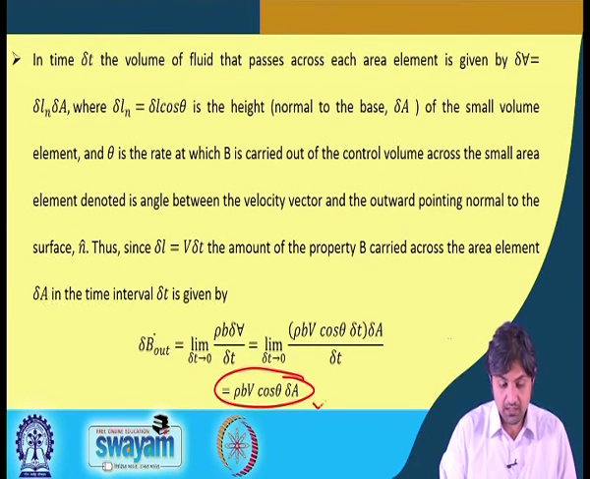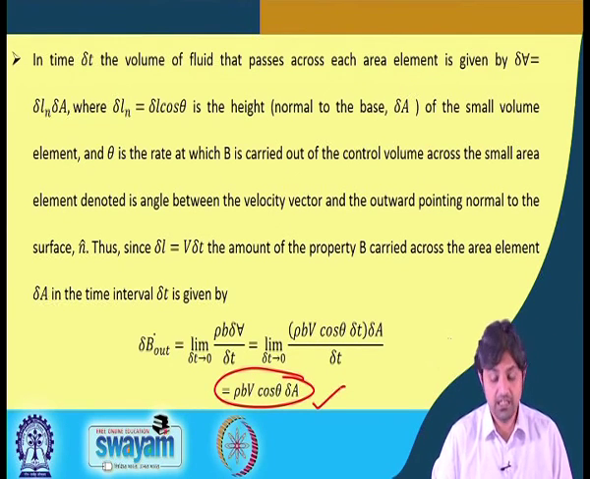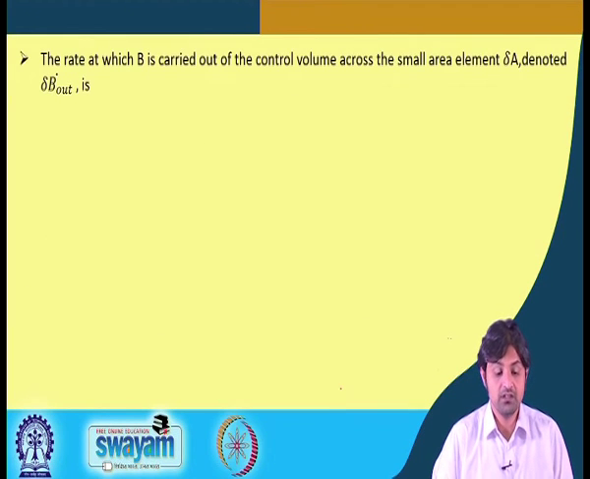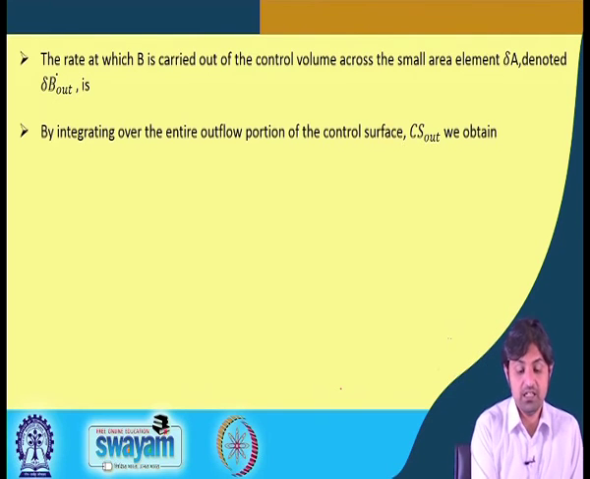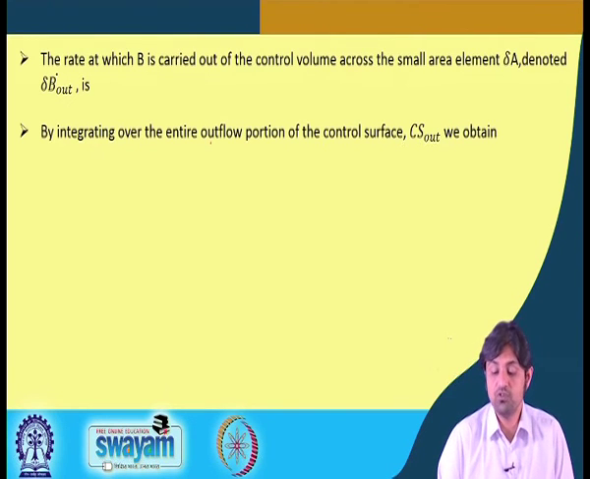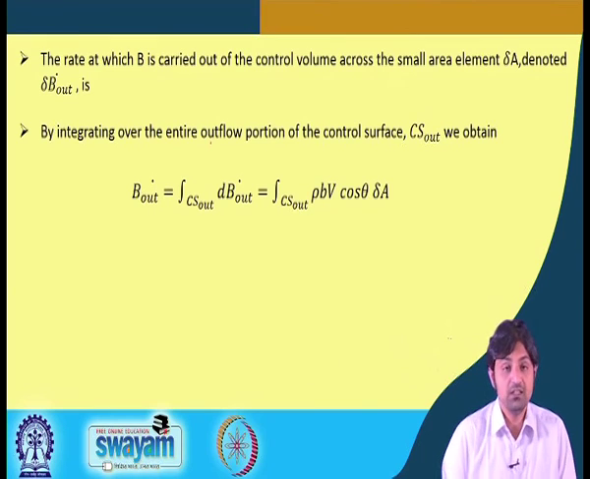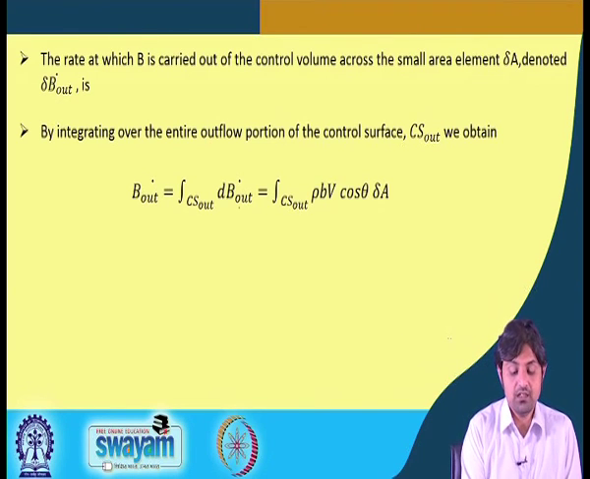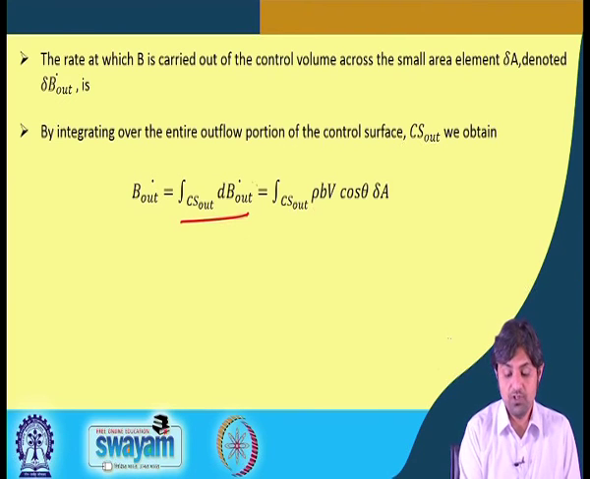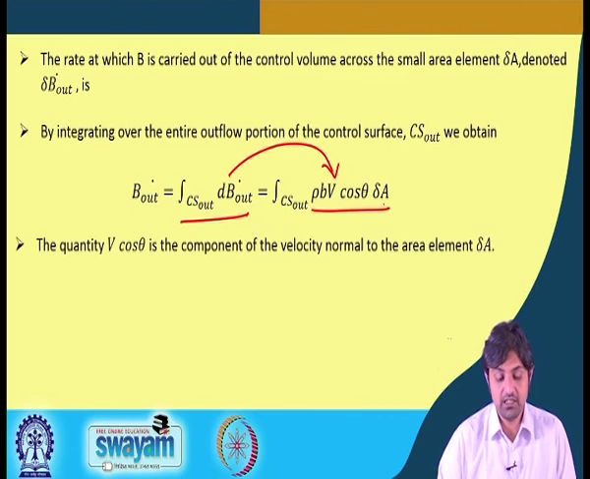So this is the delta B out. The rate at which B is carried out of the control volume is denoted by B out. By integrating over the entire outflow portion of the control surface, we obtain B out as the integral of dB out, which is rho B, and we substitute this rho B V cos theta delta A.